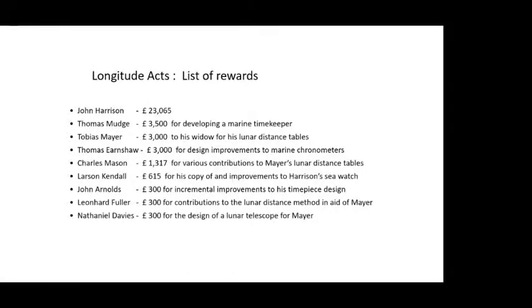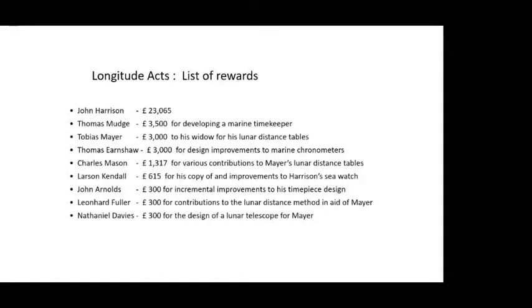Longitude X, and I say X because there was more than one X. It was de-enacted during the 19th century. John Harrison eventually got 23,065 pounds, which really made him quite rich, a multi-millionaire in today's currency. Munch, who developed a marine timekeeper, got 3,500. Tobias Meyer, who worked out the lunar distance tables, was given 3,000 for his efforts.